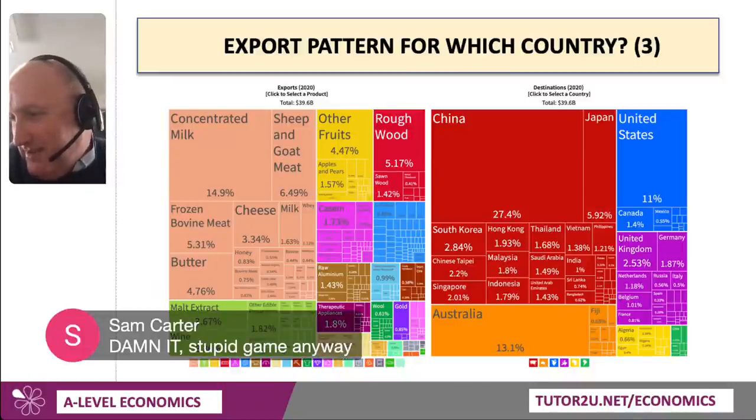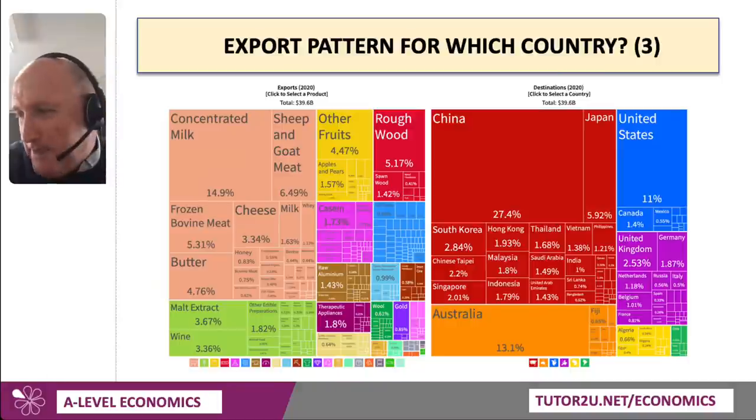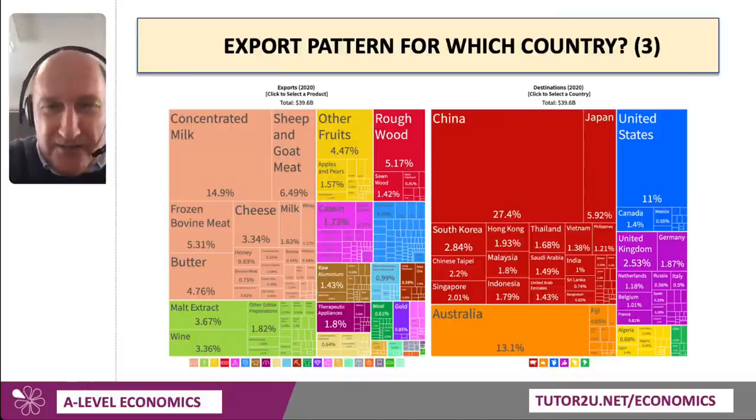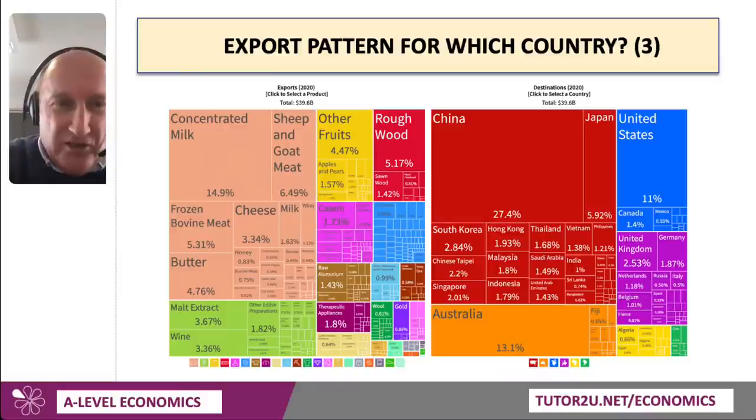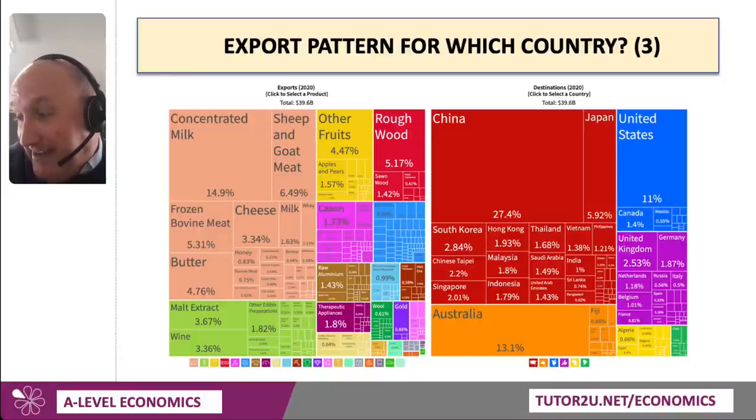What do we think? Nat says Mexico. I hope Nat's not doing A-level geography. Amy says New Zealand. Rahim says Canada. And Chris thinks it's Malaysia. I'll give you a couple more seconds on this one. We've already had South Korea. Venice says it's the North Pole. That's a good example. The trade data on the North Pole is not yet out for 2021. Daniel says Kenya. And Oliver and Kate have both got their answer.